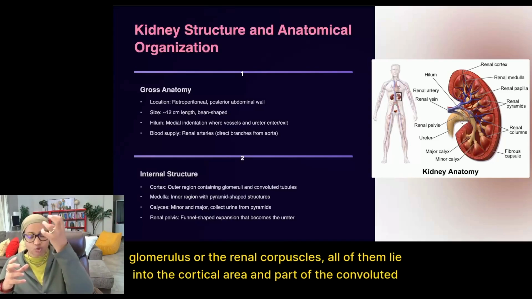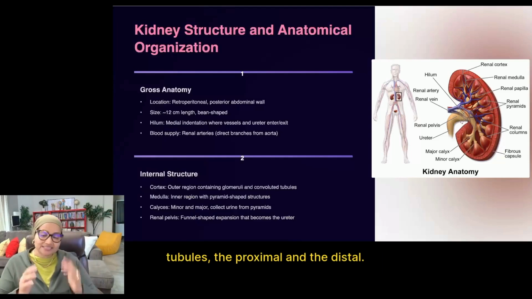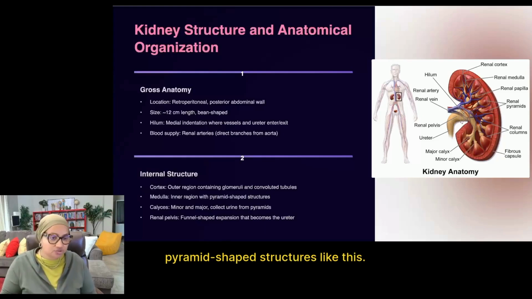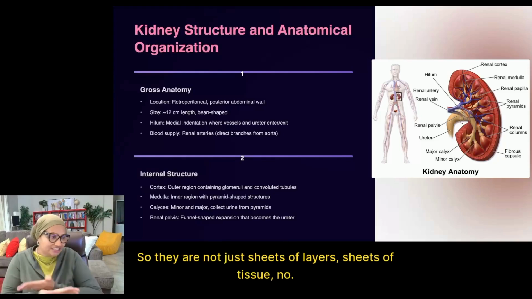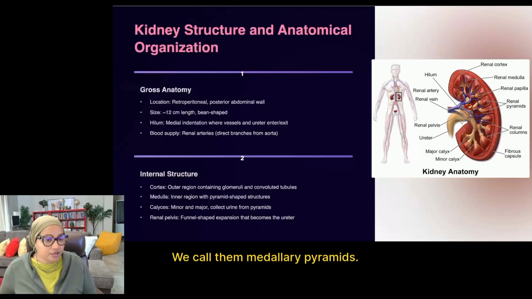The glomerulus or the renal corpuscles, all of them lie in the cortical area, and part of the convoluted tubules, the proximal and the distal. The medulla, which is the inner region, this is the medulla. They are arranged in pyramid-shaped structures like this. So they are not just sheets of tissue. No, they are arranged into these pyramidal structures. We call them medullary pyramids.